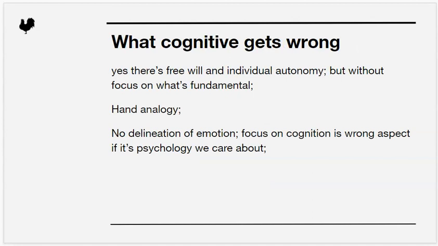psychology is integrated. So what the cognitive view gets wrong that Peikoff says, he says tepidly, but he says that the cognitive view is the closest to an I approach. But what I think cognitive gets wrong is that there's a free will and there's individual autonomy, but without focus on what's fundamental.